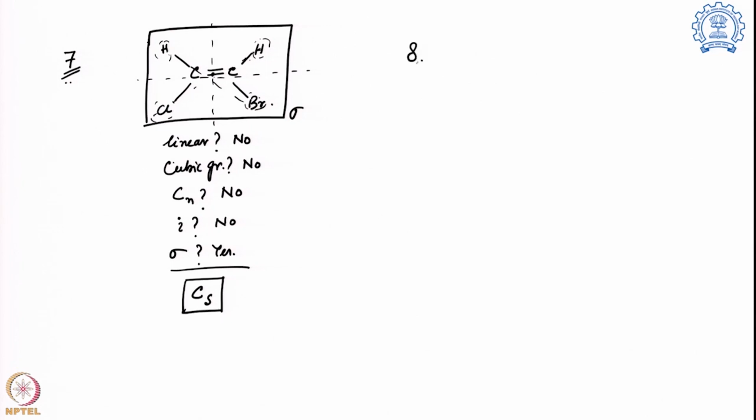We will go to the next one, number 8, which is an alkane kind of molecule. There I have a chlorine, I have a fluorine on the back, hydrogen on the front, and then hydrogen on the back, fluorine over here and chlorine over here. So, this is an alkane based molecule and we try to find out its point group.